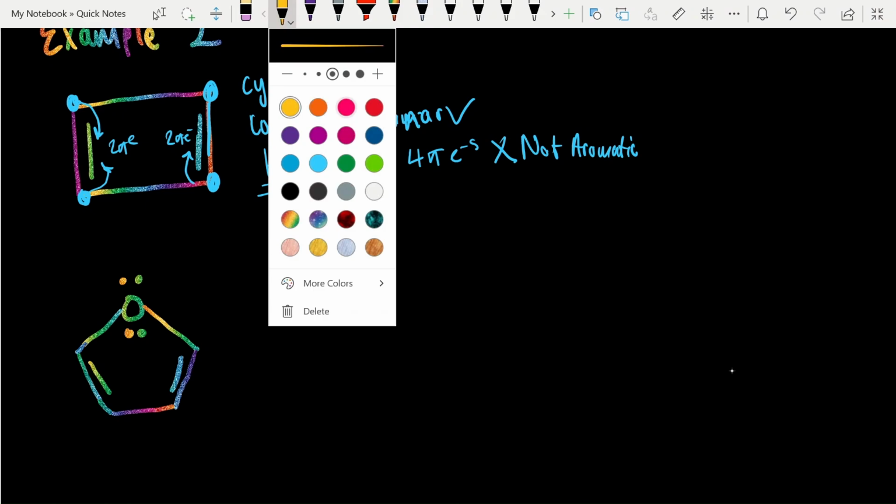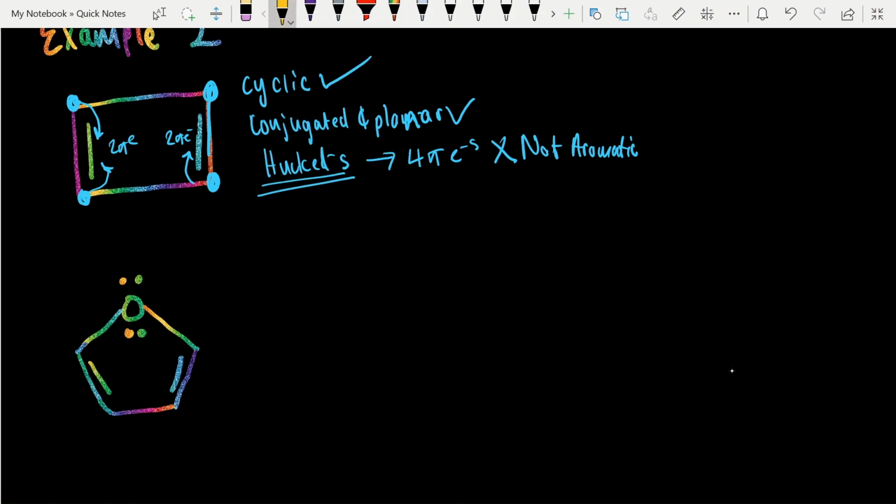Now let's go through this example, and all we want to find out is, is this thing aromatic or not? This is example 3. First of all, we say, is it cyclic? Yes, it's cyclic. Don't be confused by this oxygen. Then now we say, do you have conjugation? Let's say conjugated and planar rather.